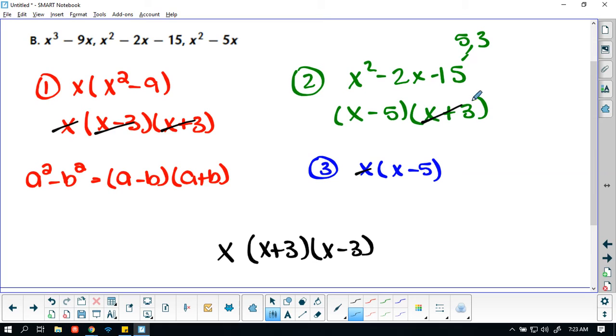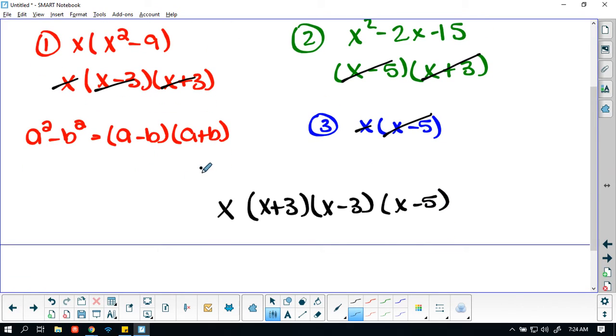This one has an x plus 3 in it already, so we have a single one here, a single one here, and a single one here. So I don't have to worry about writing that another time. In this case, we have an x minus 5 and an x minus 5 there, so we'll combine those for one x minus 5. So my least common multiple is x times x plus 3 times x minus 3 times x minus 5.